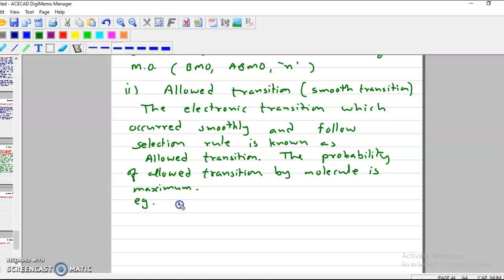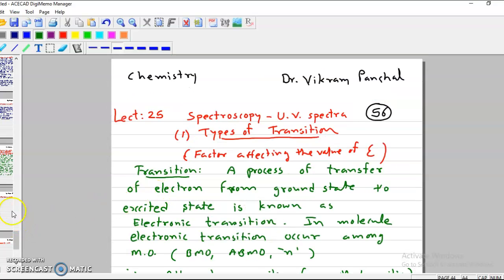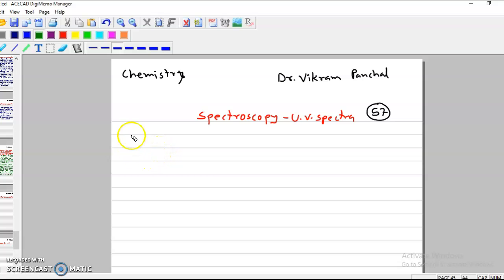Allowed transitions are sigma to sigma star or pi to pi star. So when an electron transits from sigma to sigma star or pi to pi star orbitals, it is known as allowed transitions. Okay. Next one is known as forbidden transitions or difficult transition.